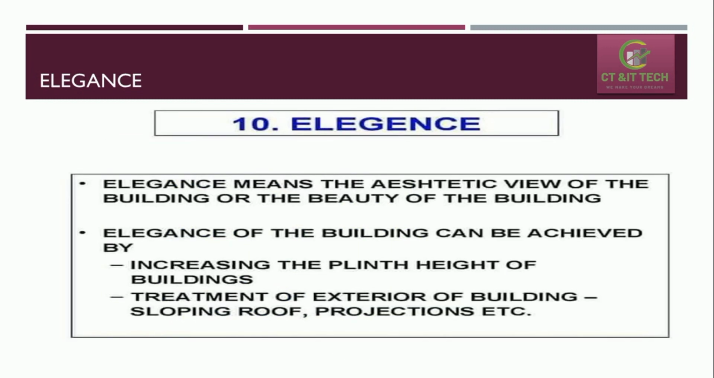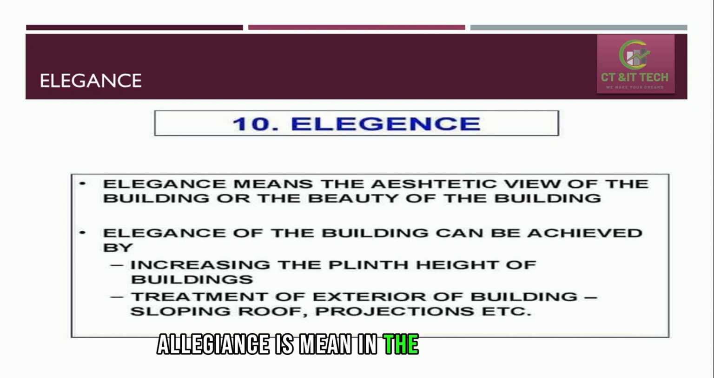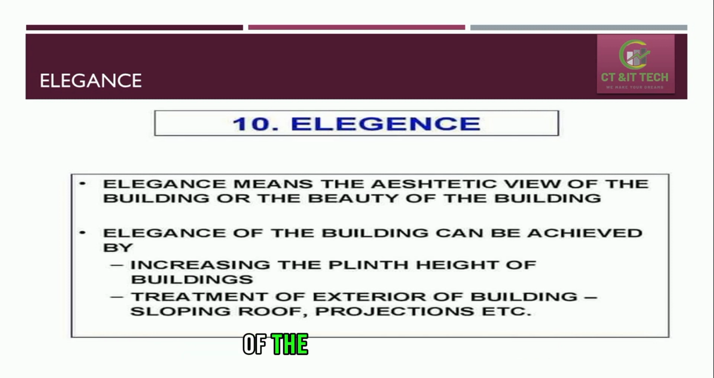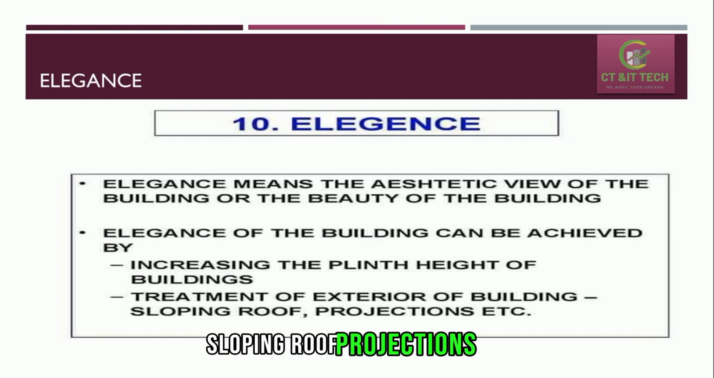The tenth one is elegance. Elegance means the aesthetic view of the building, or the beauty of the building. Elegance can be achieved by increasing the plinth height of the building, treatment of the interiors of the building, sloping roof, projections, etc.